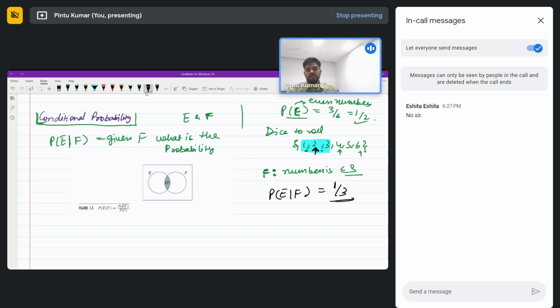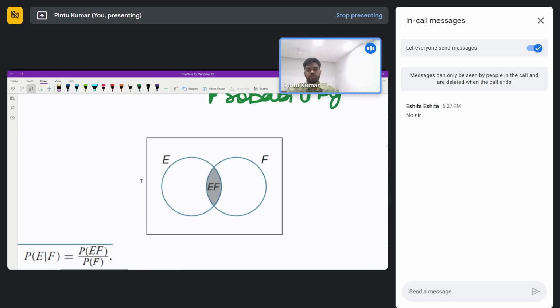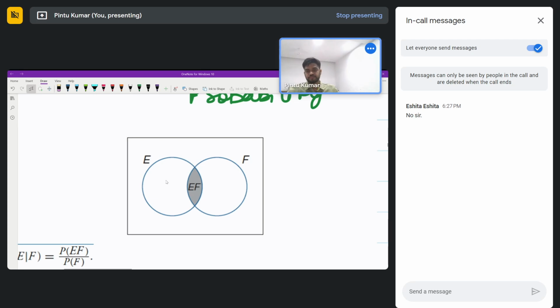So let's say E and F are any two arbitrary sets. So let's look at this thing. When you talk in terms of a Venn diagram, let's say this is your S.